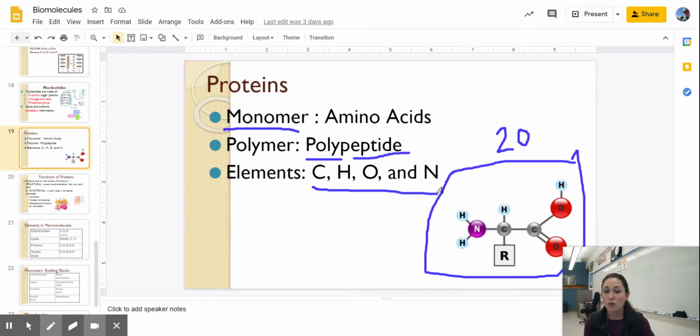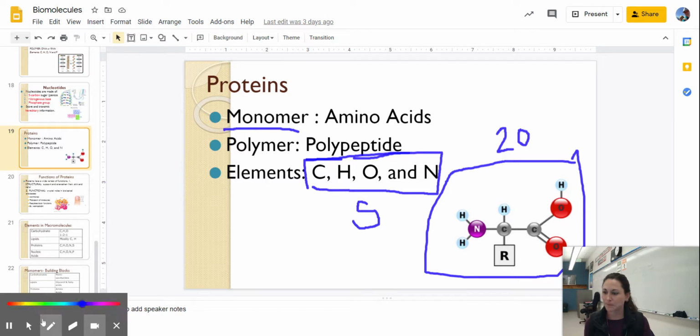The elements for most proteins are carbon, hydrogen, oxygen, and nitrogen, and sometimes sulfur. When you burn your hair, which is made of protein, it has that crazy smell because of the sulfur inside that protein.